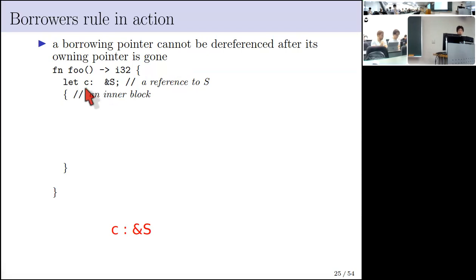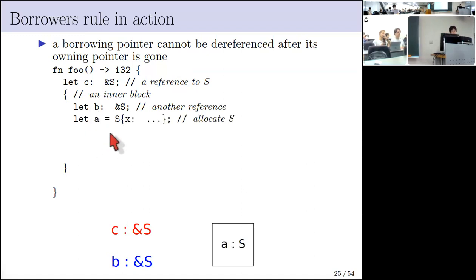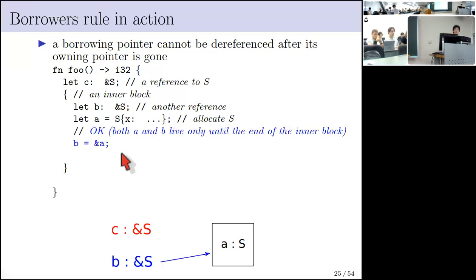So let's say you have a program like this. You have a borrowing pointer at the top level of this foo function, and you have an inner block with another reference variable. Both are not pointing to any data structure at this point. And now you allocate the data structure itself, and A becomes an owning pointer. Is it safe to assign a reference to this data structure to this B variable?